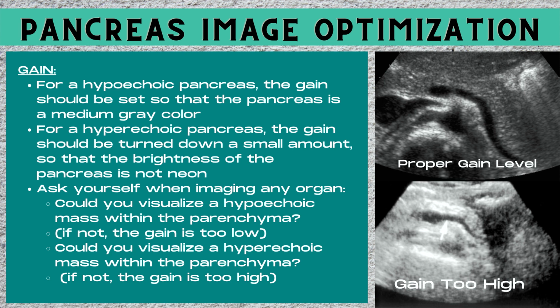So when imaging a hyperechoic pancreas, it's crucial to decrease that gain until you can clearly distinguish the borders of that hyperechoic pancreas. You also need to maintain its echogenicity level, so it still needs to be hyperechoic, but not so hyperechoic that the image is oversaturated with brightness and you can't delineate the borders of the pancreas.